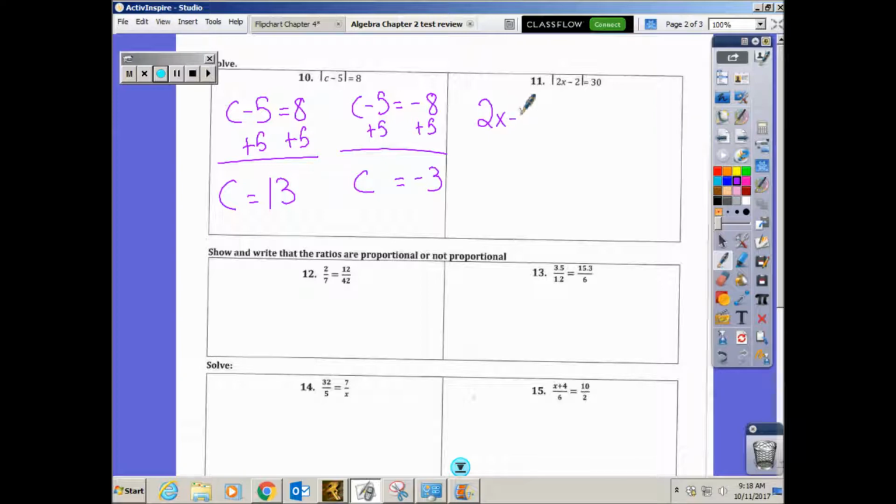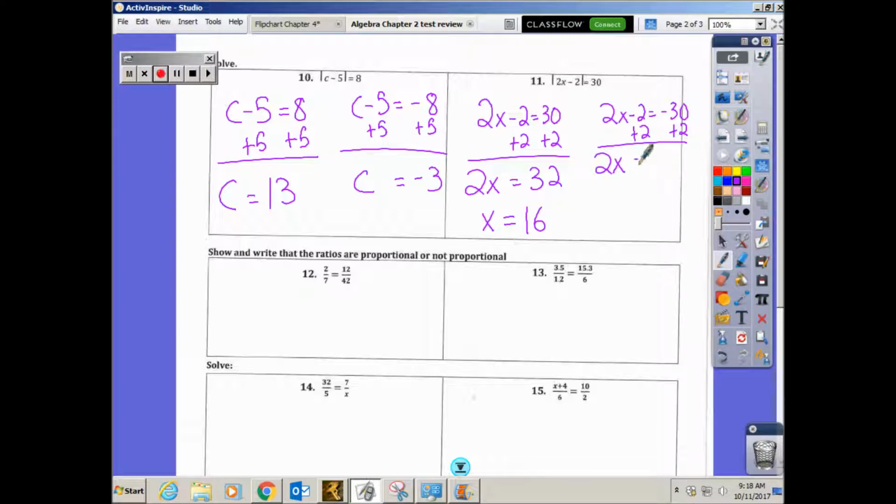For this one, 2x minus 2 could equal 30, or 2x minus 2 could equal negative 30. If I add 2 to both sides here, 2x equals 32. I divide by 2, and x equals 16. On the other one, I add 2 again to both sides, but I started with negative 30. So negative 30 plus 2 is negative 28. If I divide both sides by 2, negative 28 divided by 2 is negative 14.